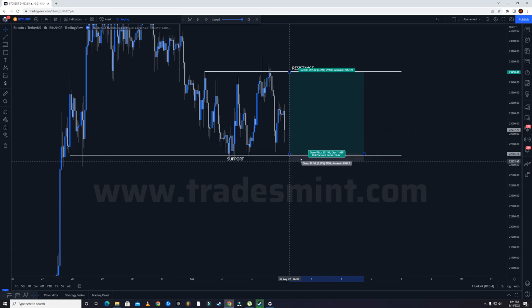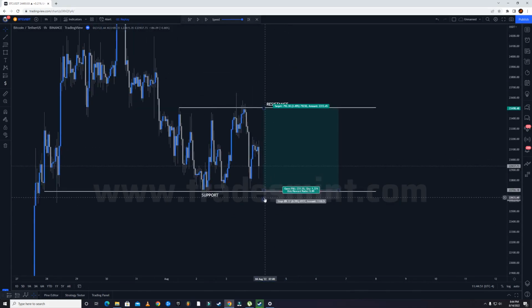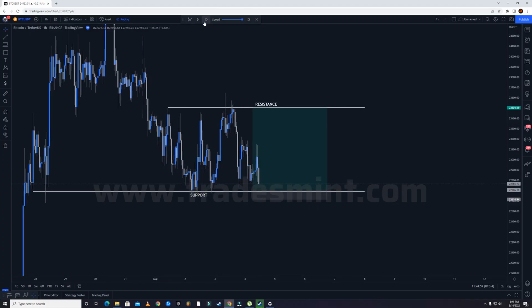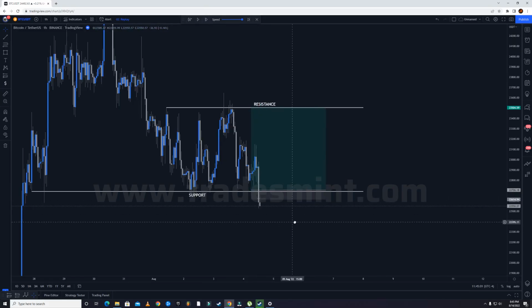And they're gonna have their stop loss somewhere around this level, all right? And they're gonna aim for the resistance. Very cool. But let's see what happens. It stops you out, all right?